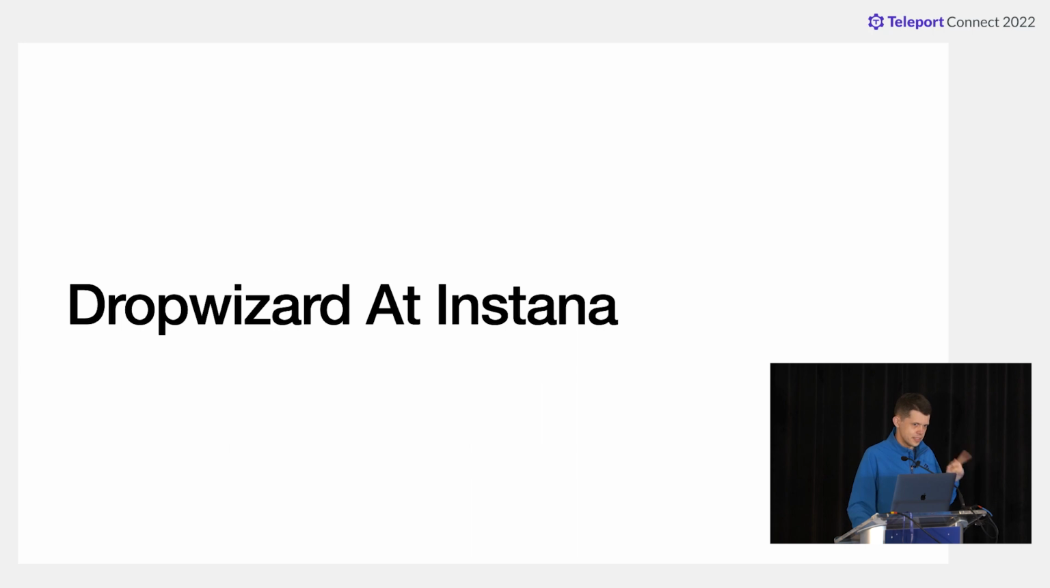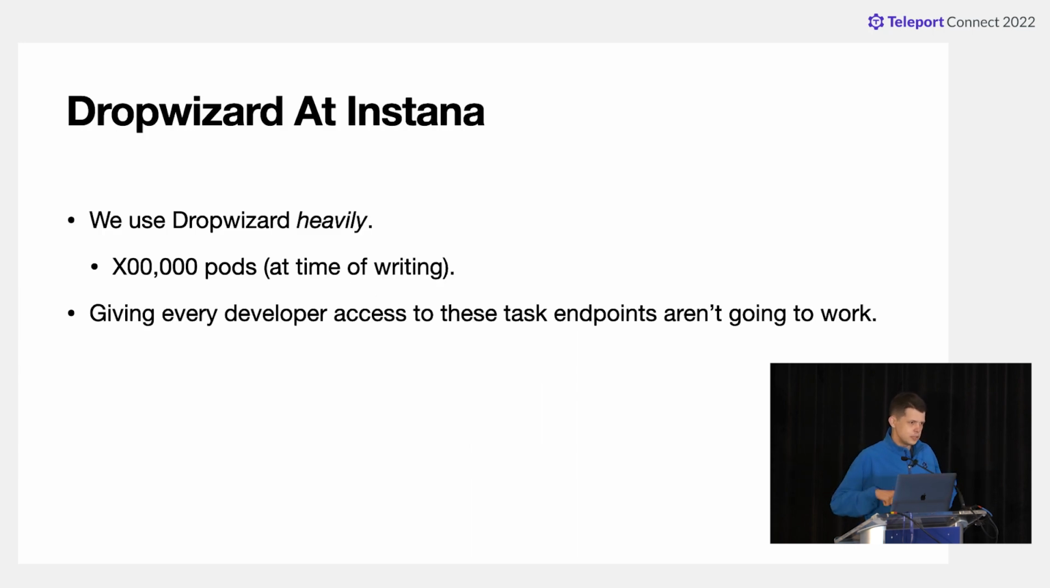So the reason why I'm talking about this specific nightmare is that Instana uses Dropwizard heavily. Like when I say heavily, I have X00 pods at time of writing. I'm not putting in a number for X because we're scaling up for the shopping season to make sure all of our shopping customers are ready to see what's going on. So if I have that many pods, and all of these pods can do all of these things, or various other things because service-oriented architecture, just saying, hey, open season, log in, play with this endpoint, that's not going to work.